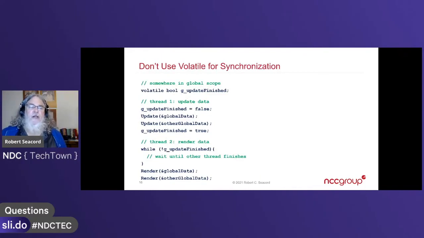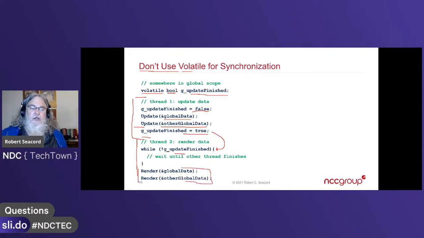So here's an example of the use of volatile for synchronization, which of course is something that you shouldn't do. In this example, we have a volatile qualified Boolean called g_update_finished, and we've got a thread. So we've got our first thread that initializes this volatile Boolean flag to false. And then we perform an update of some global data, and then we perform an update of some other global data. And once all our updates are finished, we set this volatile Boolean flag to true. Then the second thread is basically looping, waiting for this flag to get set to true, so it knows that these updates have completed, and now it can go ahead and render the global data.